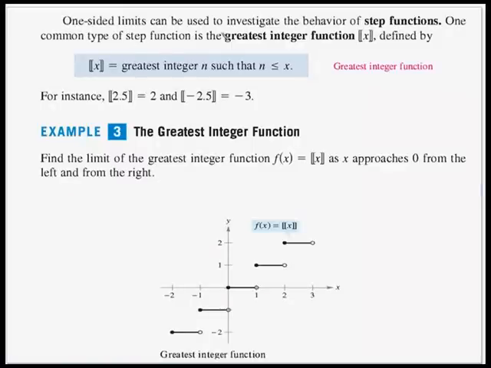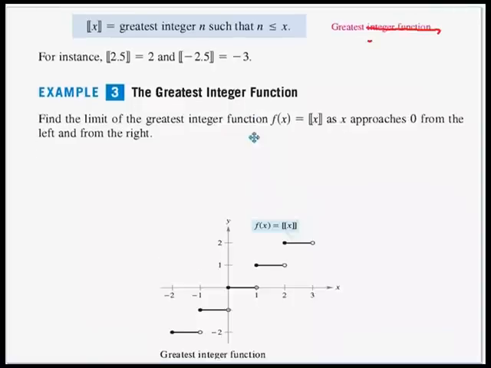Alright, one-sided limits can also be used to investigate the behavior of step functions. Remember, we saw these in pre-calc, and I referred to them. You can also call them rounding down functions. One common type of step function is the greatest integer function. That's the rounding down function. And we have our x in these little double bars, almost like absolute value bars, but they're double, and we've got a little hook at the top and bottom. So the step of x is the greatest integer n such that n is less than or equal to x. It's sort of like rounding down. So if we do the step of 2.5, we round it down to 2. Careful with negatives. The step of negative 2.5 is negative 3.